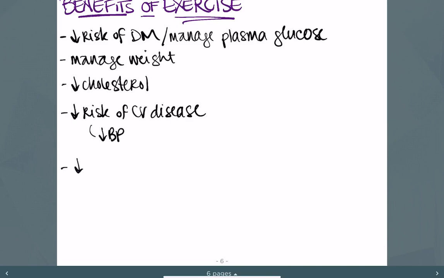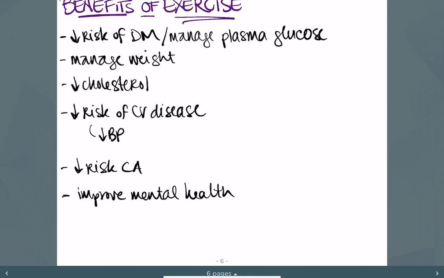We just hit on this very briefly: it can decrease the risk of certain types of cancer. It can improve mental health. One I'm just going to add at the bottom, we're going to talk about it today: we can improve or maintain bone mineral density.